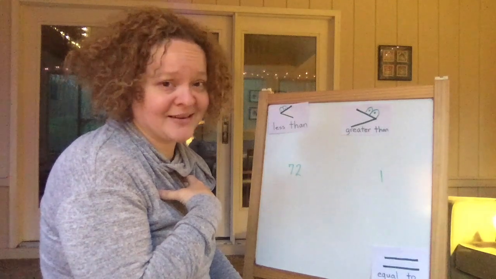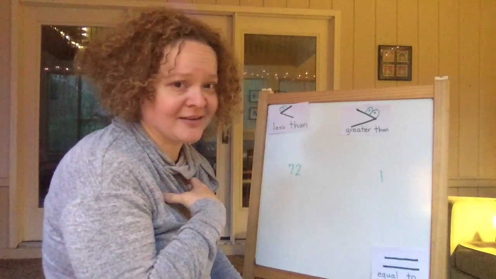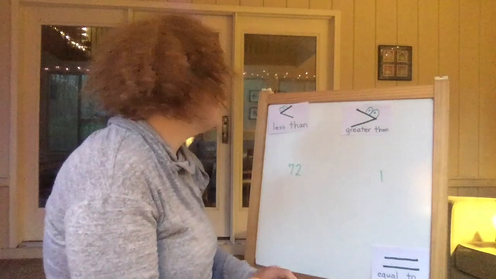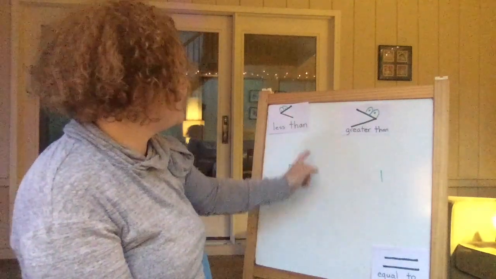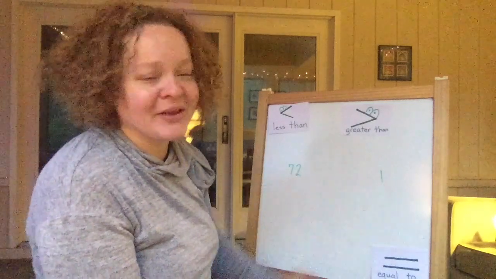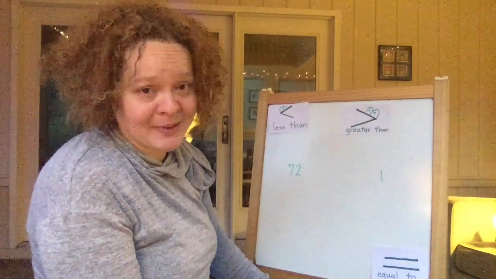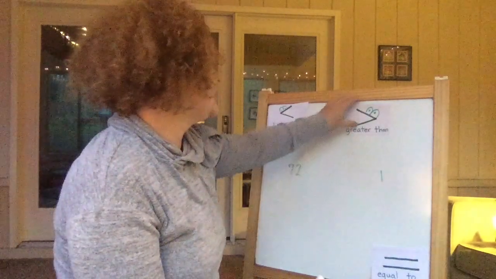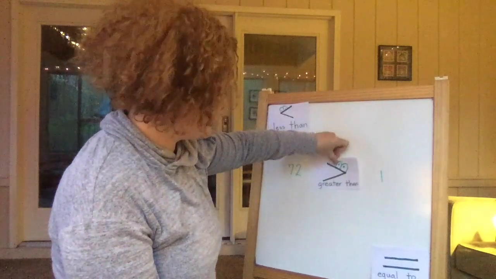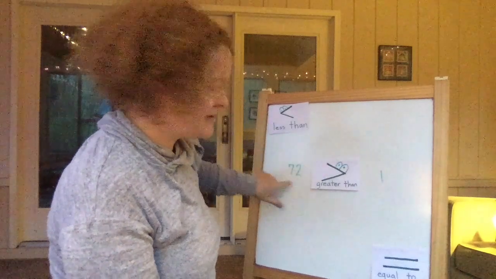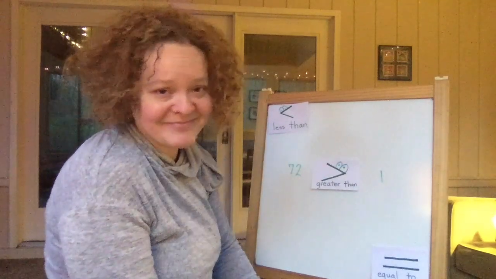Do you have it yet? Do you need some more time to think? No? Okay. I'm guessing that you're like, Lindsay, you're so dumb. This is not funny. You're thinking 72 is definitely bigger than 1. So we've got our alligator mouth. So he's going to face 72. Easy.